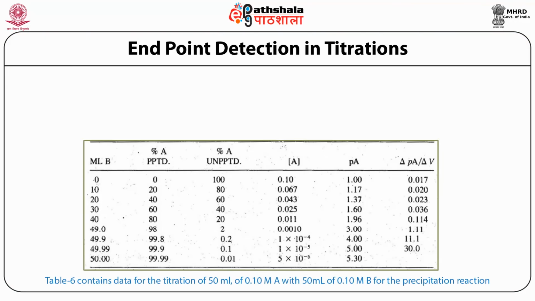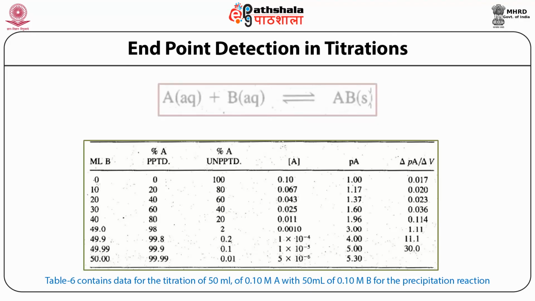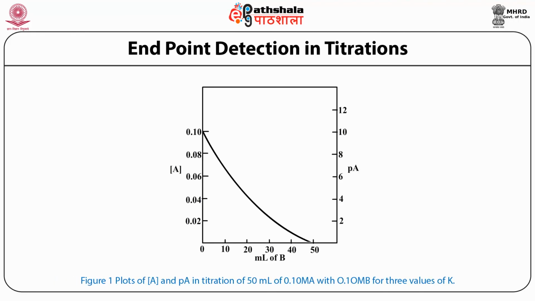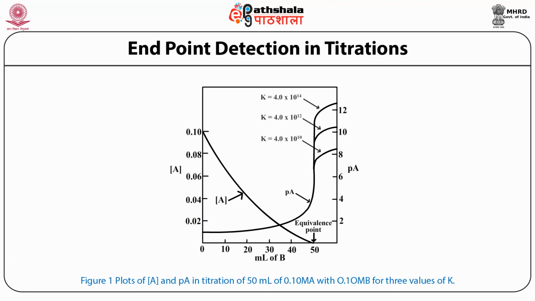Here again, this table contains data for the titration of 50 ml of 0.1 molar A with 50 ml of 0.10 molar B for the precipitation reaction. The reaction is A aqueous plus B aqueous forms the precipitate AB in the solution, and the values are depicted here. The figure shows the plot of the concentration of A at different values of the dissociation constant during the titration of 50 ml of 0.1 molar A with 0.1 molar B for three values of K.